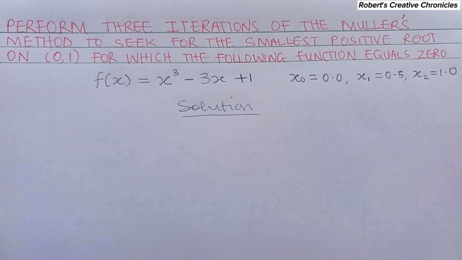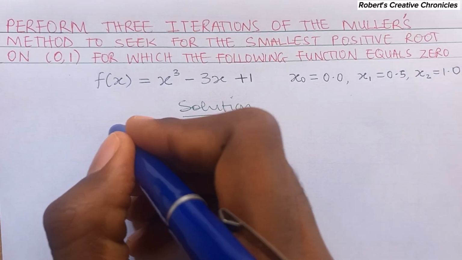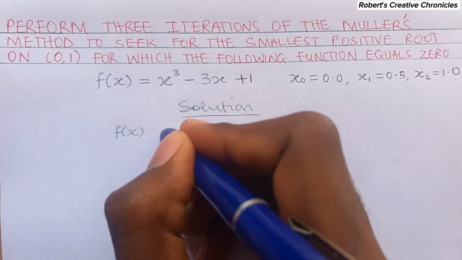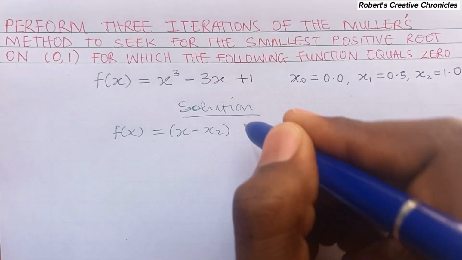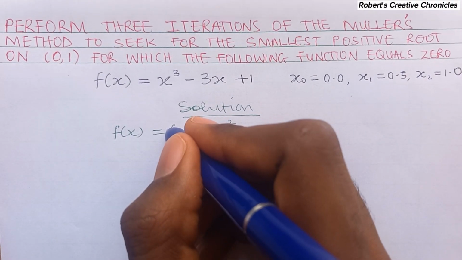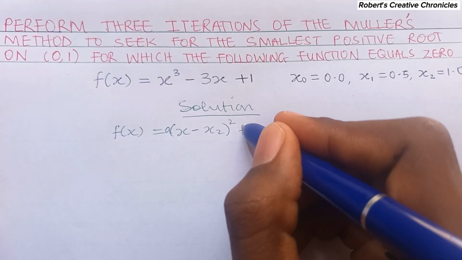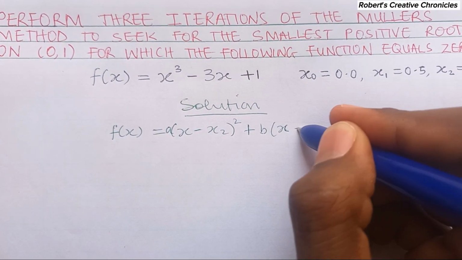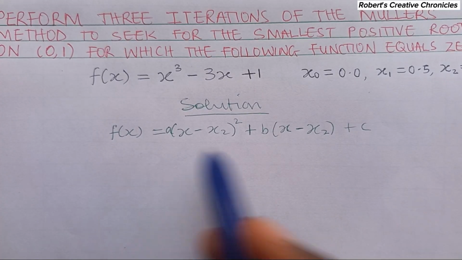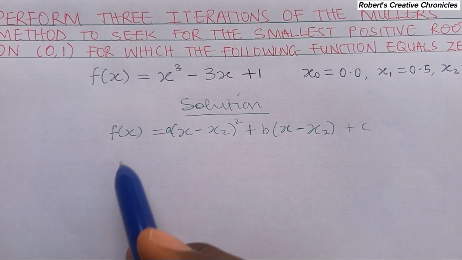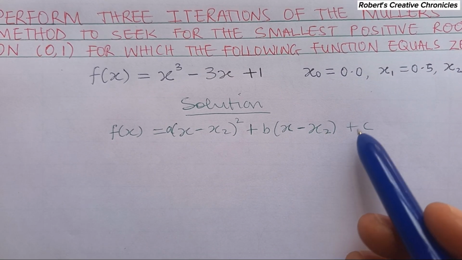In Muller's method we use a quadratic equation. The quadratic equation is given by f of x is equal to a, x minus x2 squared, plus b, x minus x2, plus c. So this is the quadratic equation that Muller's method uses: f of x is equal to a(x minus x2) squared plus b(x minus x2) plus c.